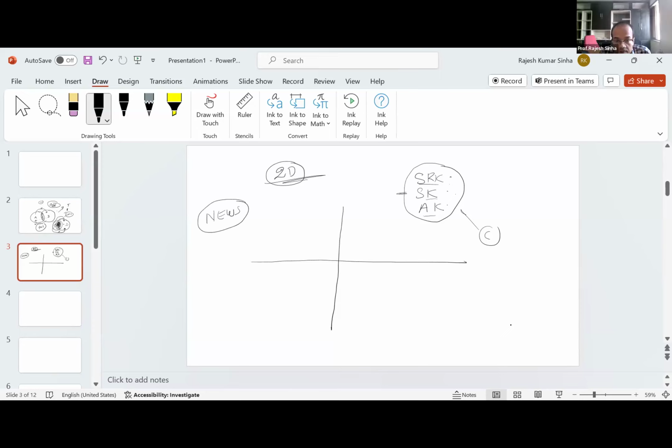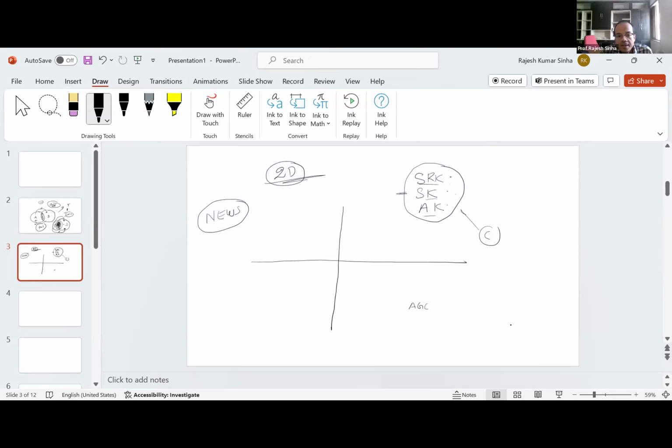But I have three people to choose from, SRK, SK, and AK. What dichotomy might I be thinking of? Sir, I'll first check what kind of followers Aamir Khan has, what kind of followers Shah Rukh Khan has. Whatever resonates with my product, I'll select that. That's good. So market segmentation will work.